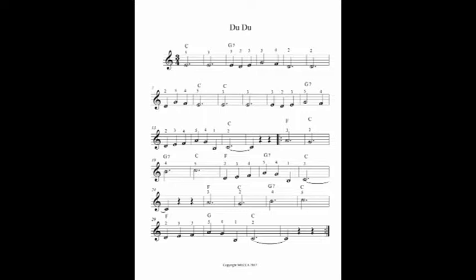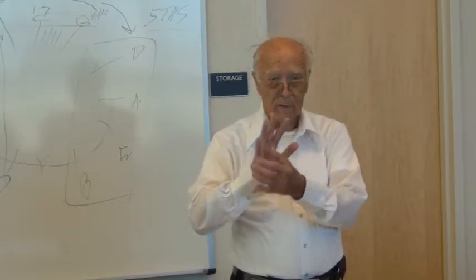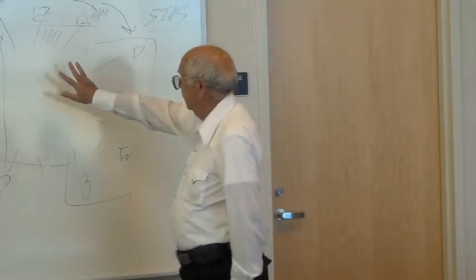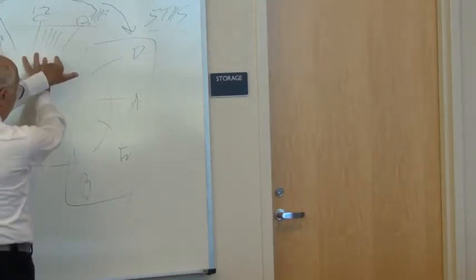2 measures of C. Then you come to a change. And that change in all these simple songs is probably going to be what chord? G. The fifth: 1, 2, 3, 4, 5. G. There's the circle of fifths. That's why in the clock of keys, this is 1 and 5.